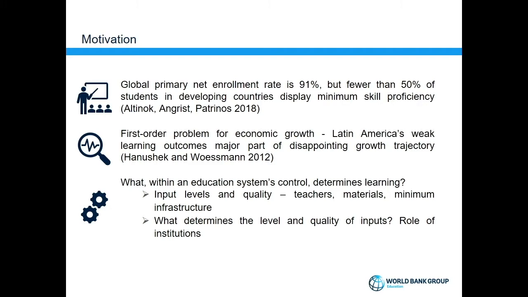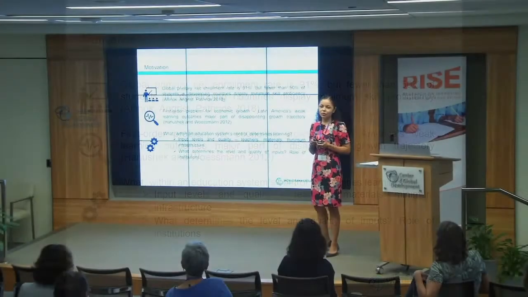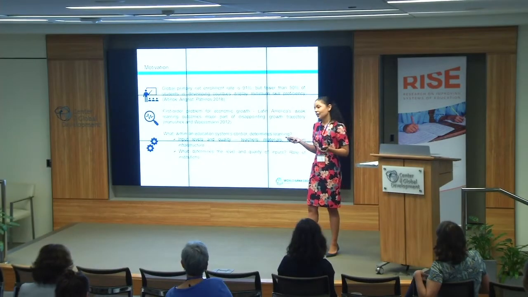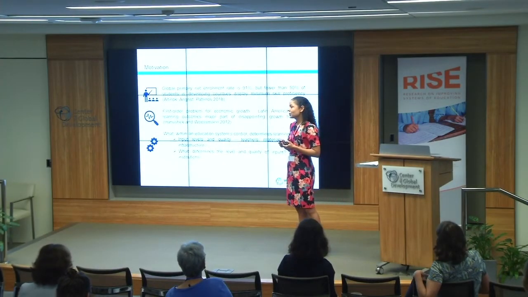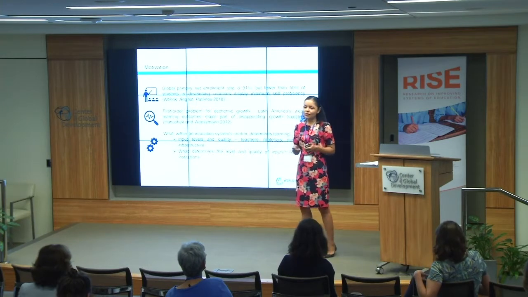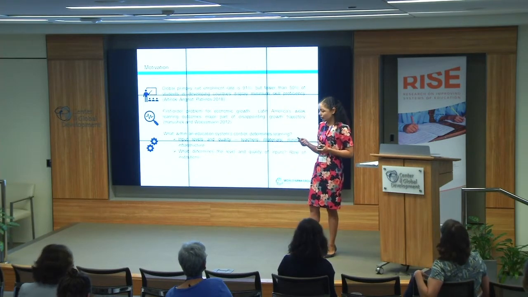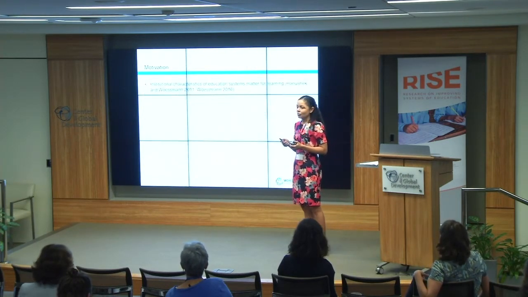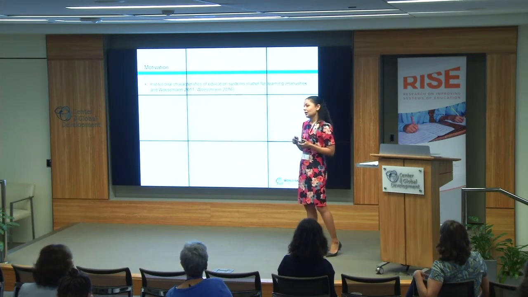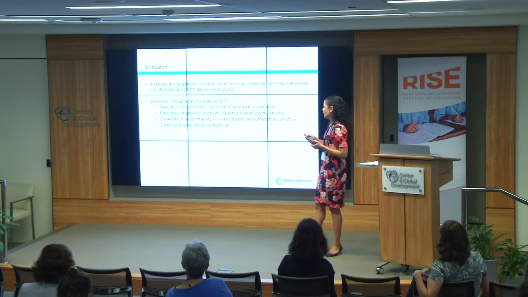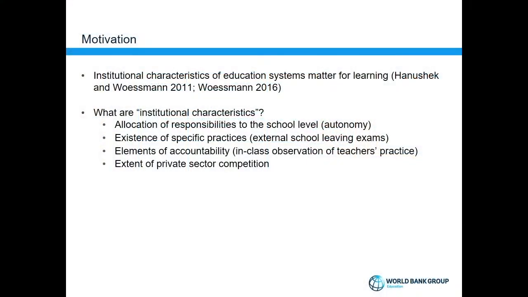So we know of the many factors that could go into the education production function, that the level and quality of inputs matter, and we know that behind those inputs there are institutions. And there is a literature that makes the case for the importance of institutional characteristics. And when I say that, I mean things like autonomy, accountability, the structure of the market, so the extent of private sector competition, that sort of thing.